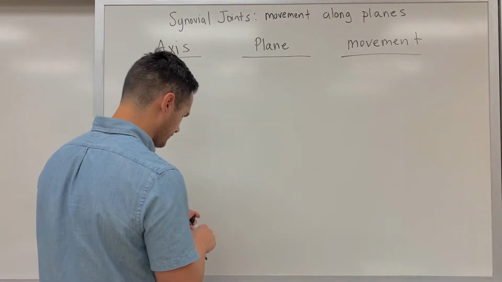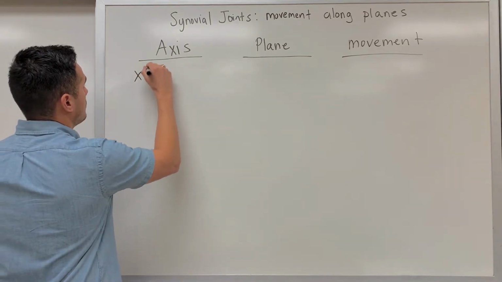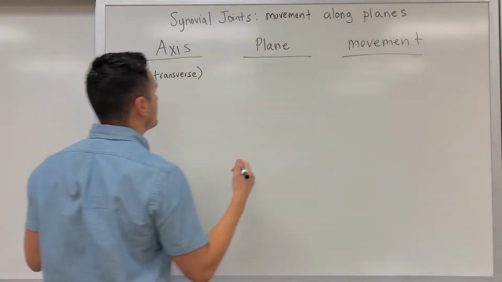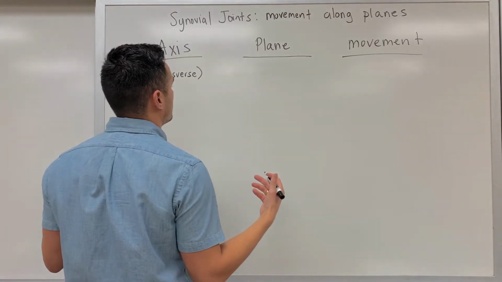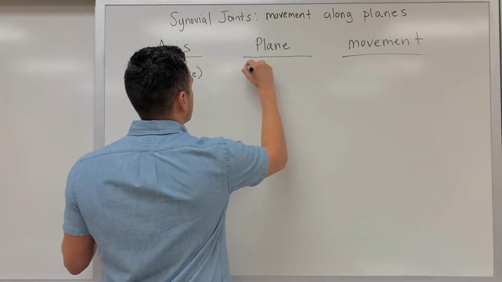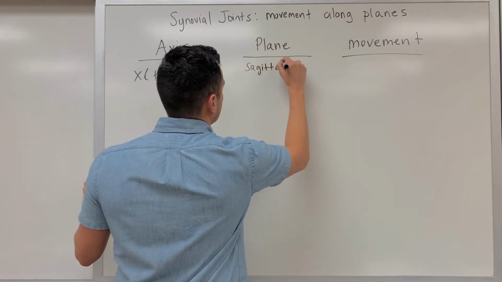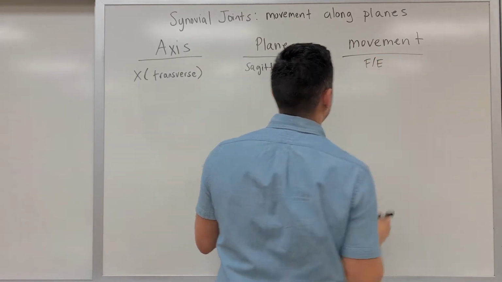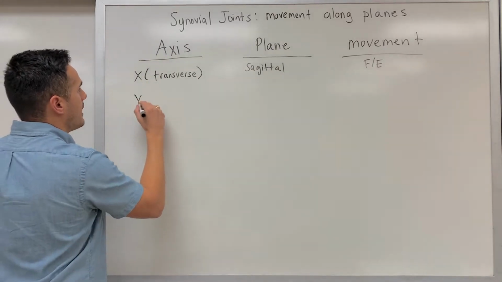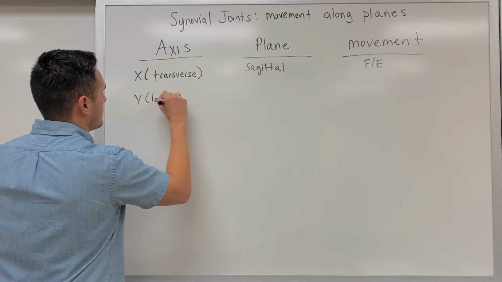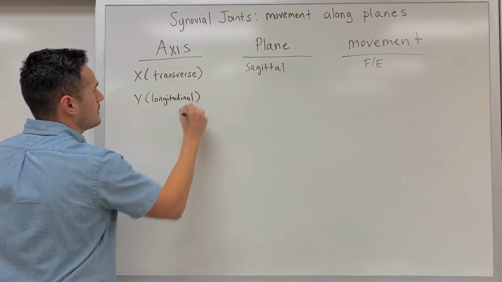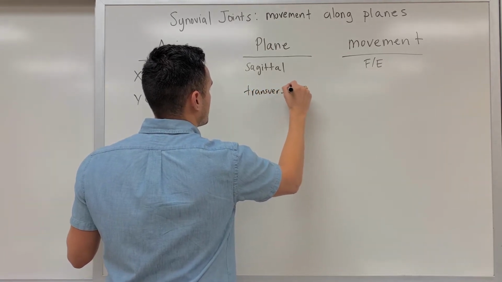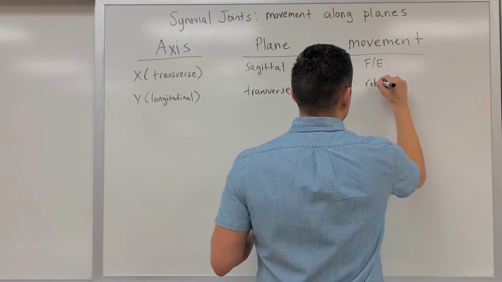So you have the x-axis or the transverse axis, and the plane that's involved includes what? Which plane is it? It's the sagittal plane. So you have movement along the sagittal plane, and it's what? Flexion and extension. So then now if we move to the y-axis, remember once again this is the longitudinal axis. The plane that's involved includes the transverse plane, and you tell me, what movement is it? You have rotation.